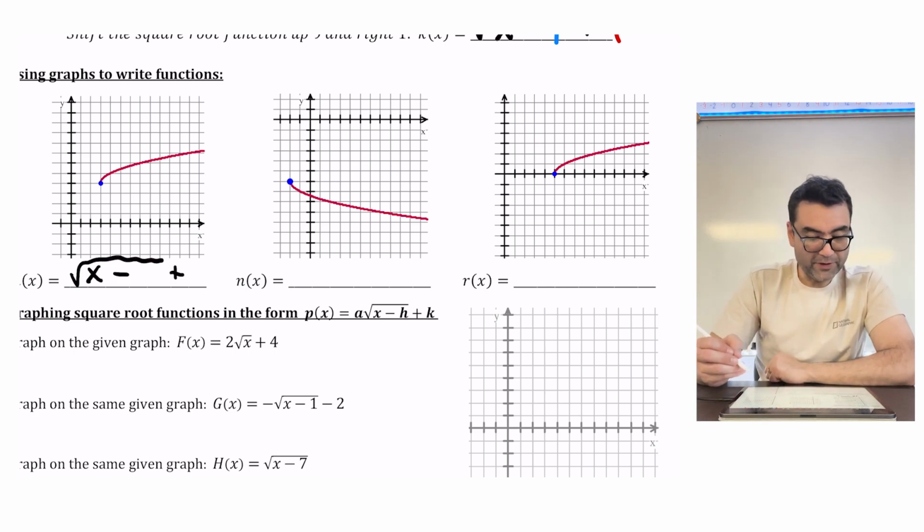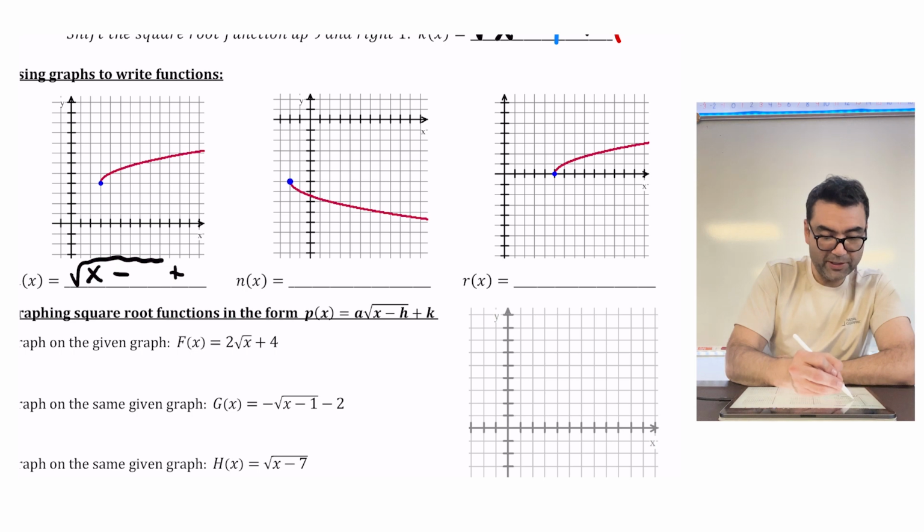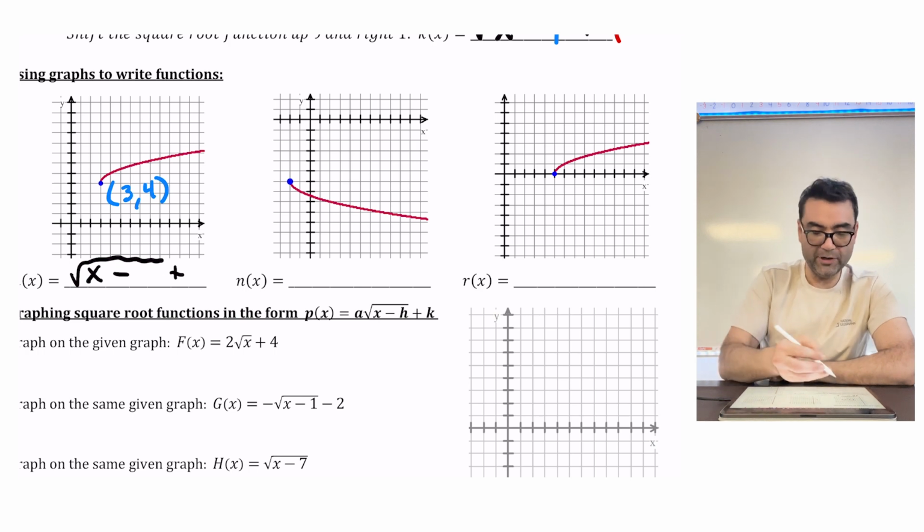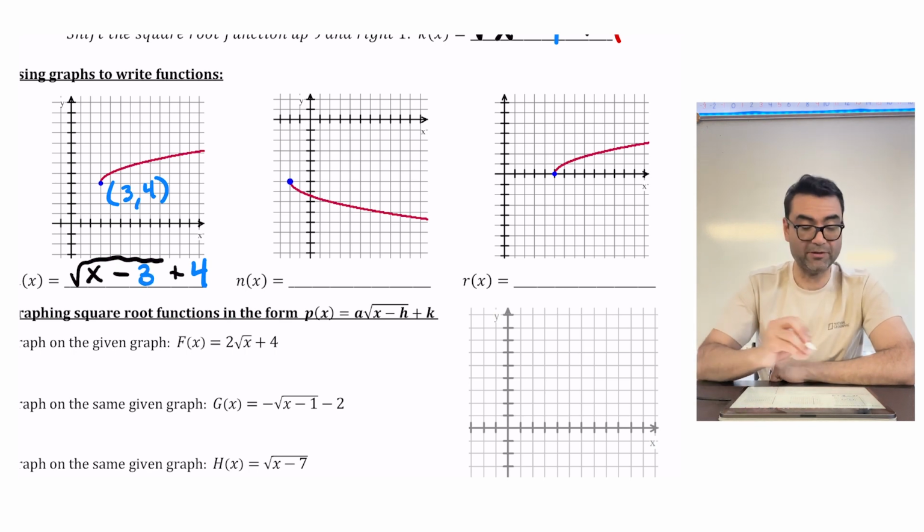All right, so in this function here, we have this point here where the function begins. This is (3, 4). So since it's moving right 3 and up 4, I know my k value is 4. And so it's moving right, this would just be x minus 3, right? Because it's 3 from the x coordinate of this point.